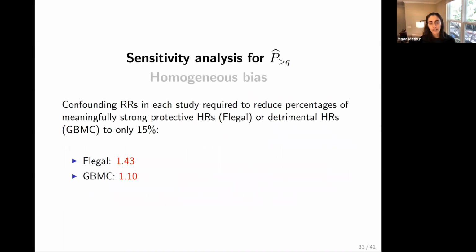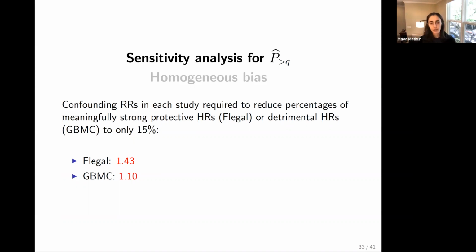And so considering the two example meta-analyses, let's say we wanted to reduce the percentage of meaningfully strong protective hazard ratios in Flegel to 15%. And we wanted to reduce the percentage of meaningfully strong detrimental hazard ratios in GBMC also to only 15%. So in other words, to have both meta-analyses be sufficiently confounded that they're not really providing very strong evidence for meaningfully strong effects in the direction of the pooled point estimate for that meta-analysis.